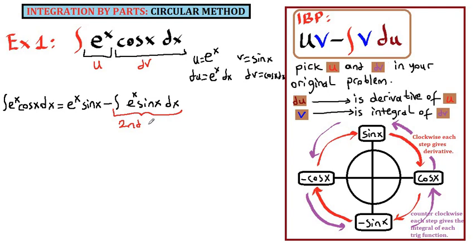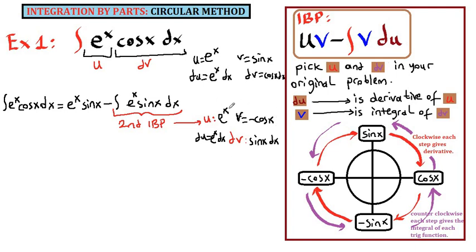So this is going to be our second integration by parts. We need u and we need dv. Let e to the x be our u because it's differentiable, and sine x dx be our dv because it's integrable. Then du will be the derivative of this, which is e to the x dx, and dv is sine x dx, so we need to take the integral of sine x. We have to go one step counterclockwise again. Our v will be negative cosine x.